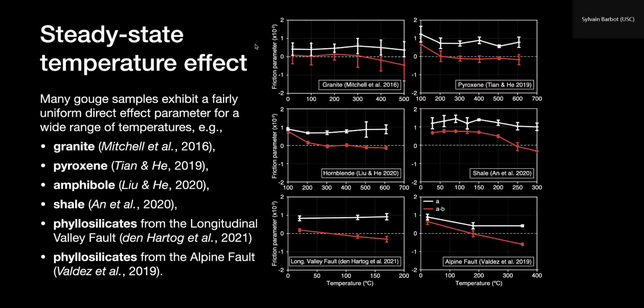What these experiments show otherwise is still a thermal dependence, but not expressed for the parameter A, but for the parameter A minus B, which means that essentially B is a function of temperature. And that's shown with this red line. And it's a typical result that we see in many, many experiments: velocity strengthening, so a frictional parameter that is positive at low temperature, and velocity weakening at high temperature.